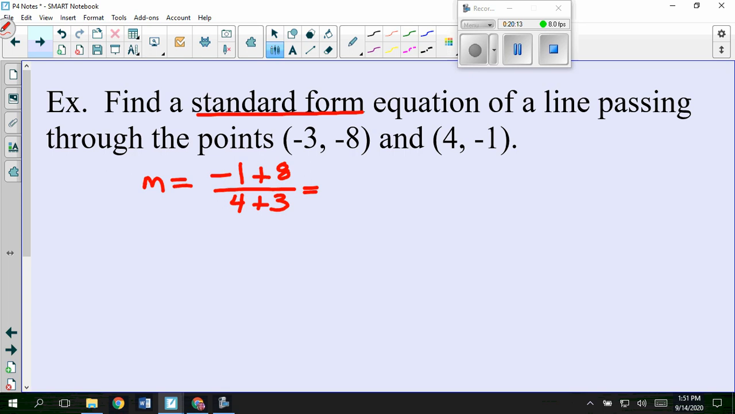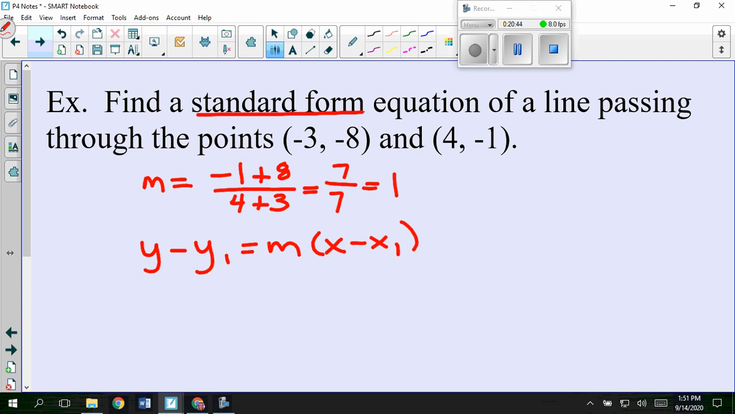And I can tell already that this problem is going to be a lot nicer. I don't have any fractions to work with. I have a 7 over 7, or a nice, easy, positive 1 slope. And once again, I have a slope, and I've got some points. So I'm going to start off with the point-slope form. Okay, this time, I'm going to just, again, rewrite quickly that formula. The more times we can see it, the more we might be able to get that to memory.